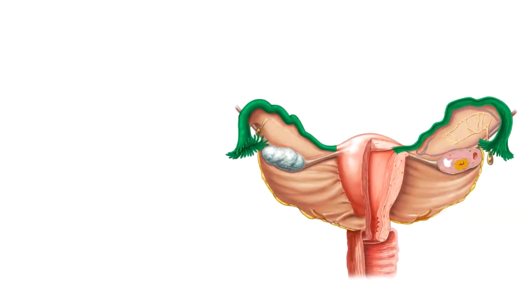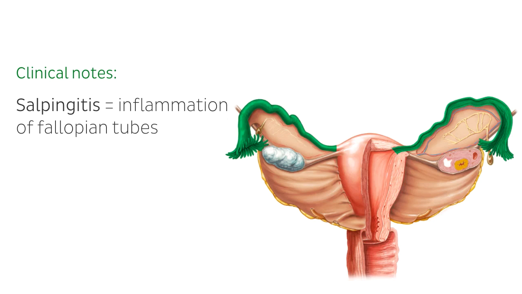So before we move on to look at some other structures, I'd like to mention a few clinical points about the fallopian tubes. So the most common pathology affecting the tubes is salpingitis, which is inflammation of the fallopian tubes. And salpingitis is usually the result of a bacterial infection, such as gonorrhea or chlamydia. Salpingitis is a fairly serious condition, as without treatment it can result in infertility. And common symptoms which are often related to the bacterial infection include fever, pain, lower back pain, and nausea and vomiting. However, it can also be asymptomatic.